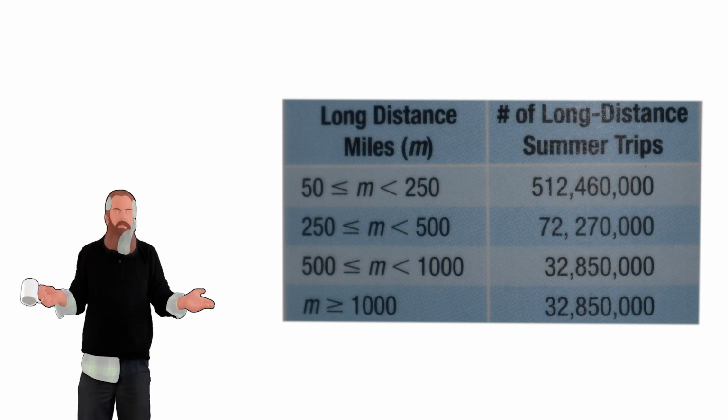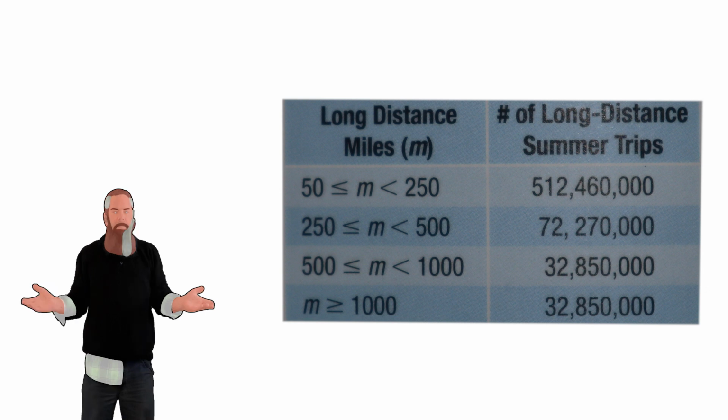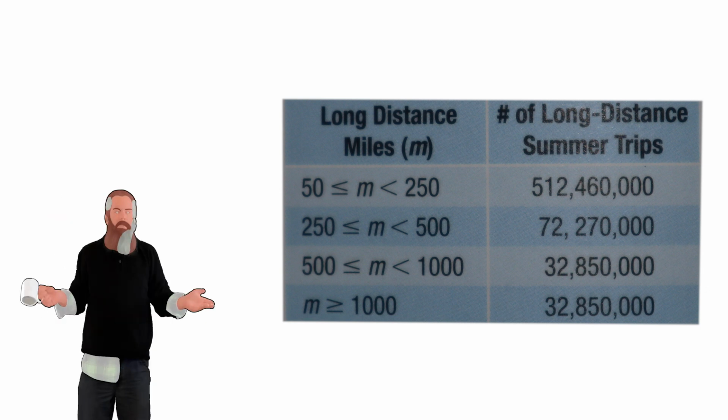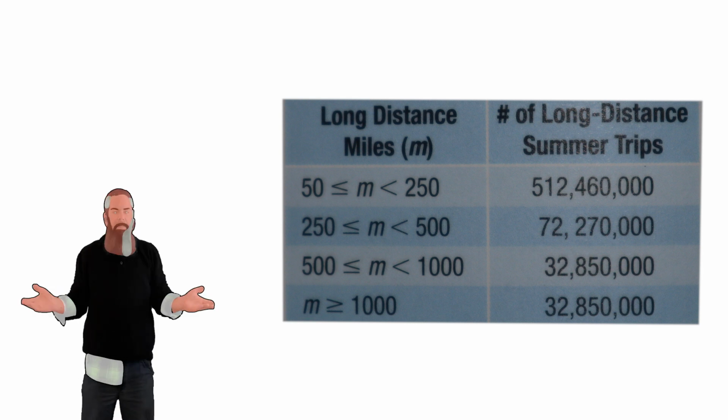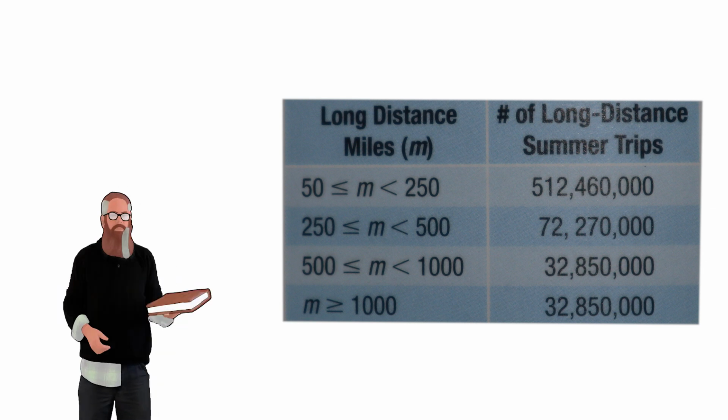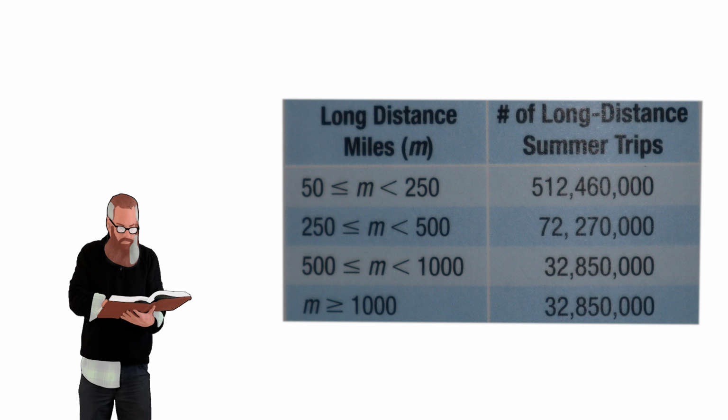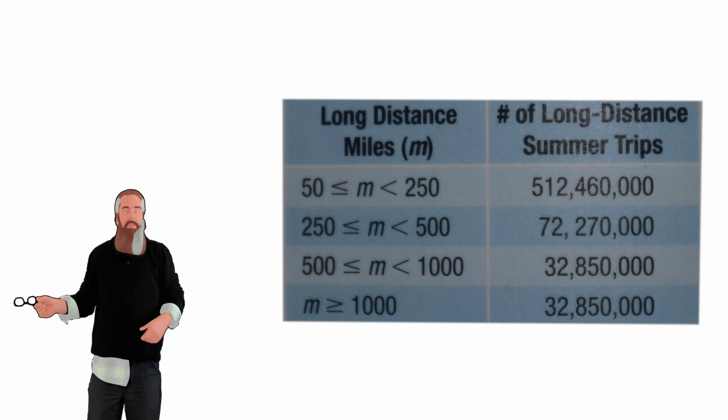Examine the frequency distribution that illustrates the number of trips according to one-way distance from home. At a glance, you would easily be able to identify the number of long-distance trips for any of the 4 mileage categories. But what would it take to answer these questions? How many of these trips were less than 1,000 miles?